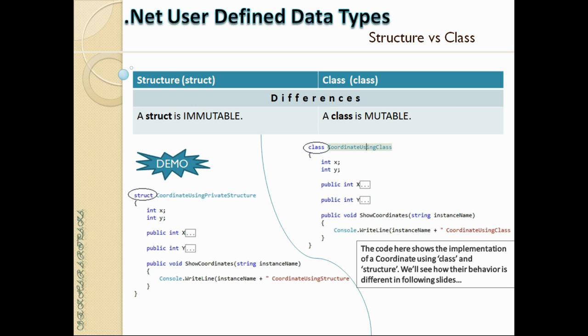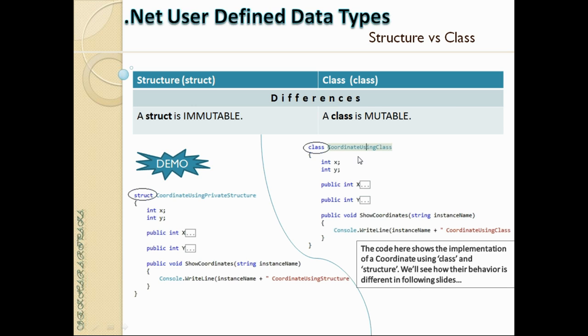So they share the same memory allocation when you assign two instances to one another. That means if you change one of the values, the other object will also share the same value. So then it's called mutable. Okay, and in this session, the code here shows the implementation of the coordinate using a class and the structure. We will see how their behavior is different in the following slides.